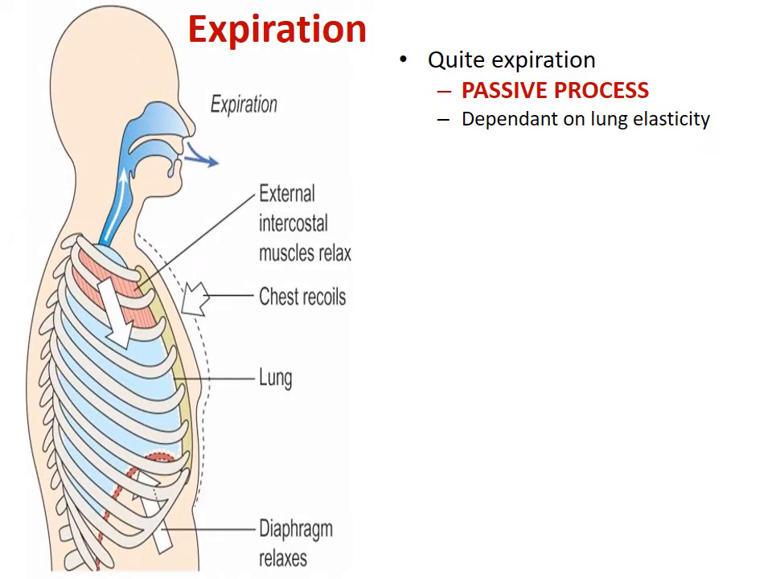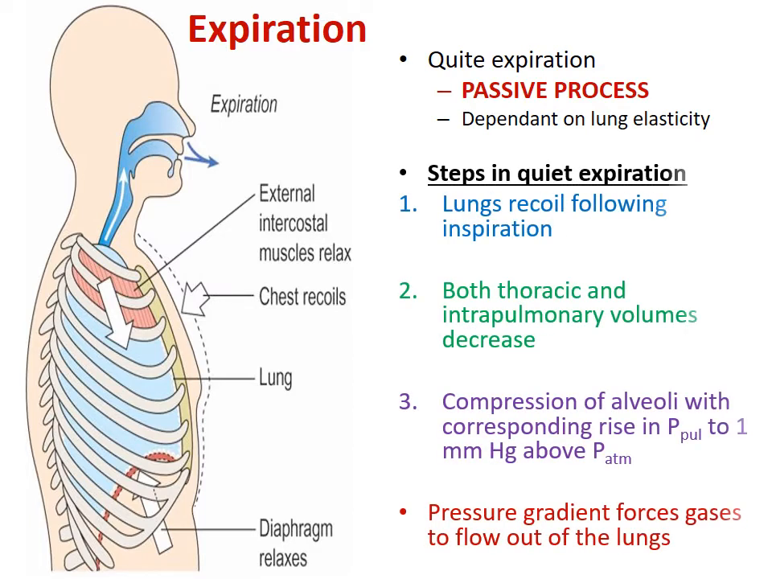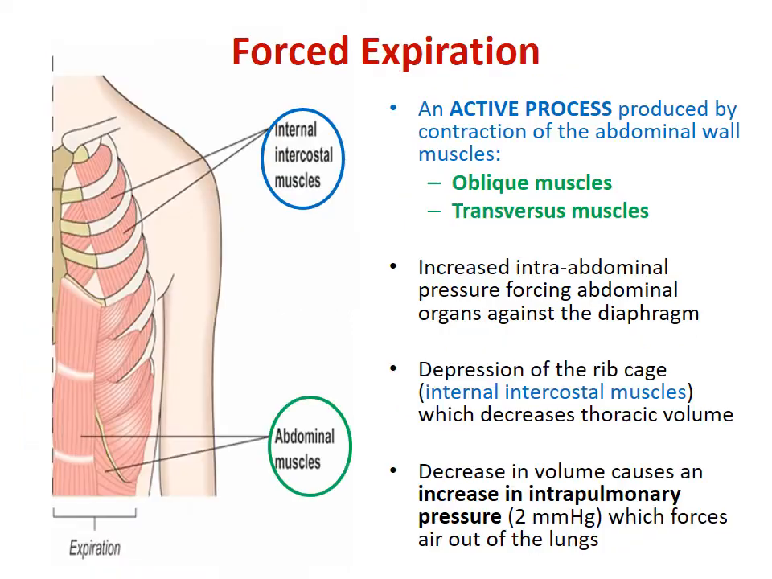Expiration is a quiet process or a passive process, and inspiration is an active process. Here it depends on the elasticity of the lung. Here you can see the lungs recoil following inspiration. Both thoracic and intrapulmonary volumes decrease, with compression of alveoli and a corresponding rise in the pulmonary pressure to 1 millimeter of mercury above the atmospheric pressure. The pressure gradient forces the gases to flow out of the lung. So those are the events taking place during expiration.